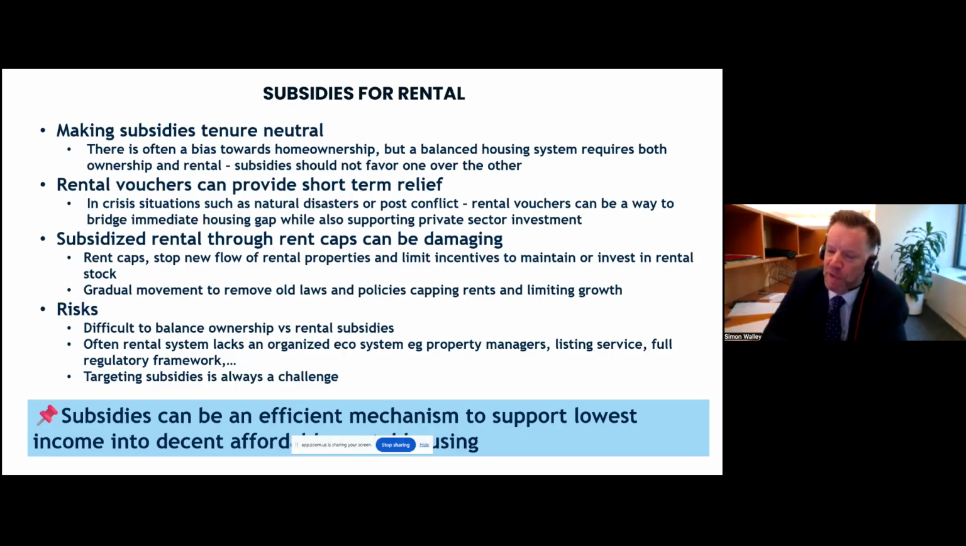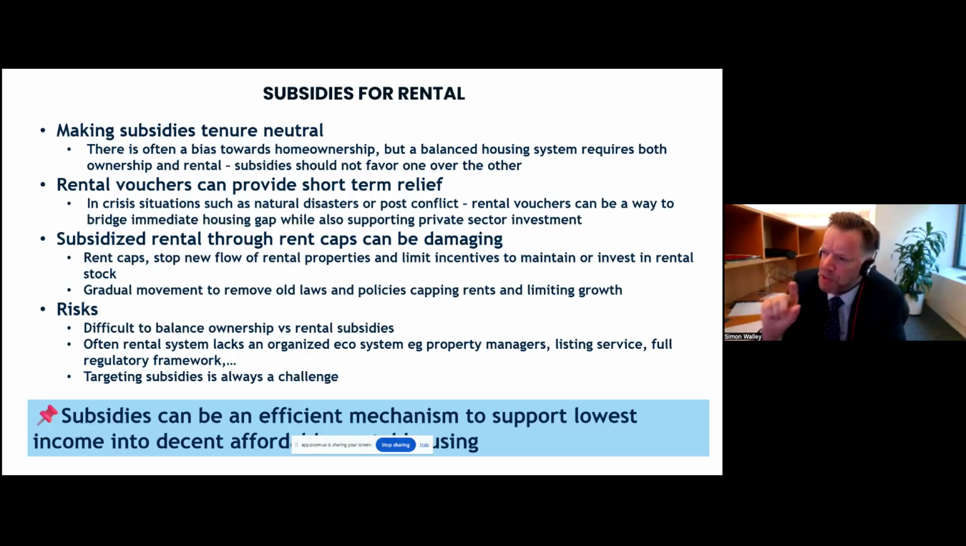So it's often overlooked. So subsidies tend to follow that, and subsidies more often than not tend to be for home ownership. So I think what we support is making subsidies more tenure neutral, and having a balanced housing system, which actually, if you have a strong rental system, it strengthens the ownership side as well. It removes some of the threat of speculative bubbles in the ownership side and can create stability in the overall housing system, which is to everyone's benefit.